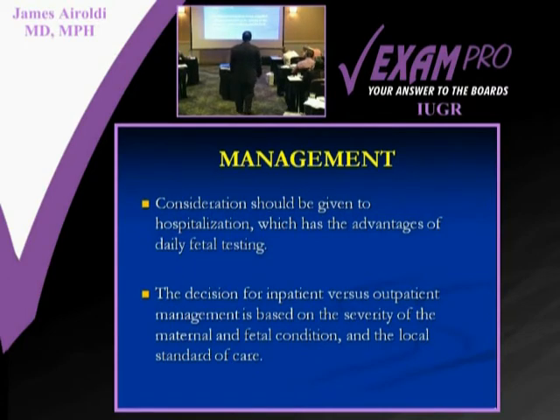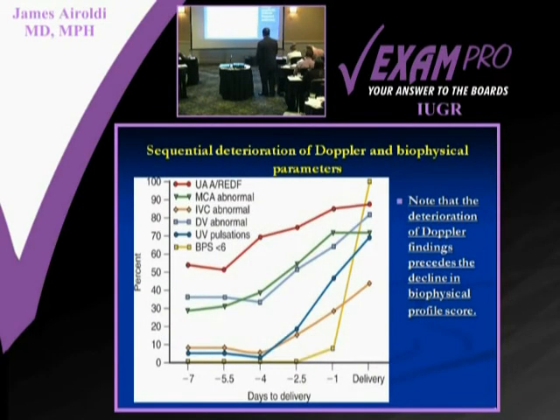You should also consider hospitalization if things are really bad. If we hospitalize a patient with absent or reverse end diastolic flow, bad placenta, IUGR, we're going to do daily testing. And once they've stabilized and we know they're okay, the question is, can you then let them go, or can you follow them as an outpatient?